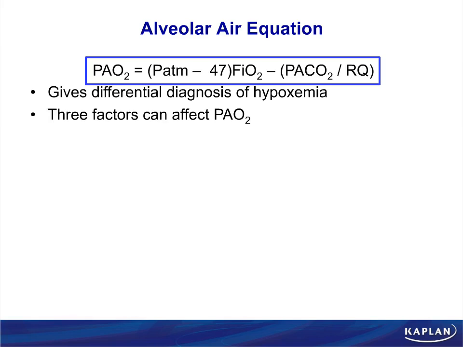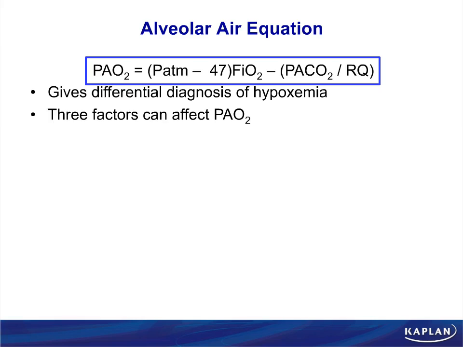Now, the alveolar air equation gives us the factors that are going to influence alveolar PO2. All right? Yep, you need to know this equation, even for calculation purposes. The alveolar air equation, very important equation to know. But it also tells us the factors influencing alveolar PO2, and we have to utilize this in the diagnosis of hypoxemias.